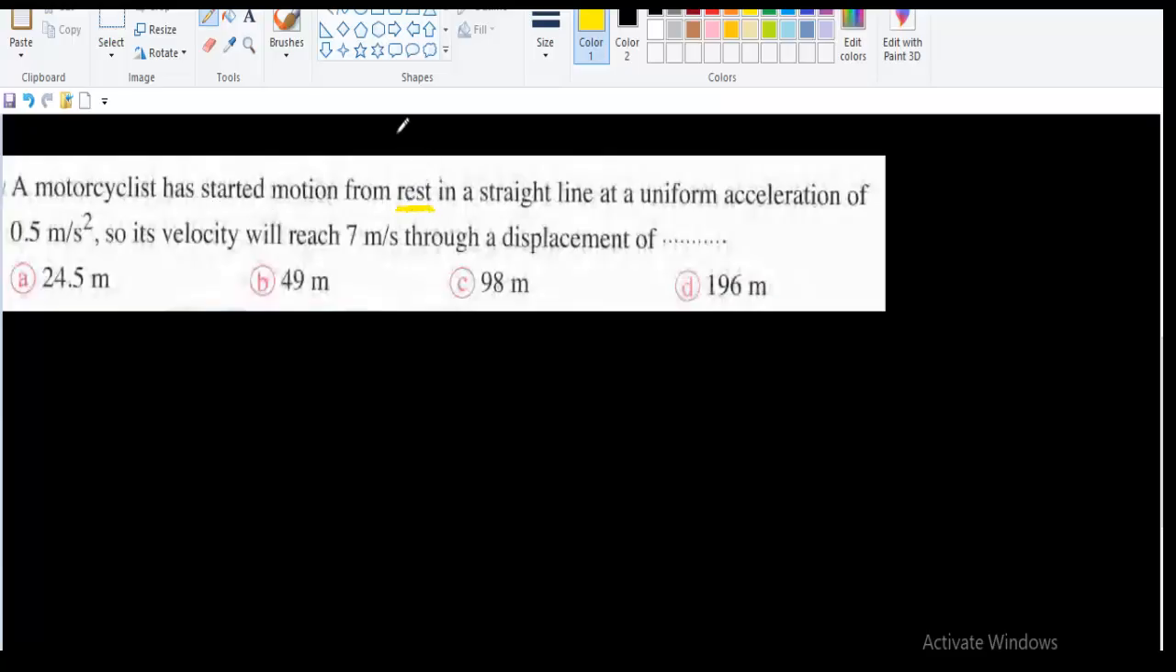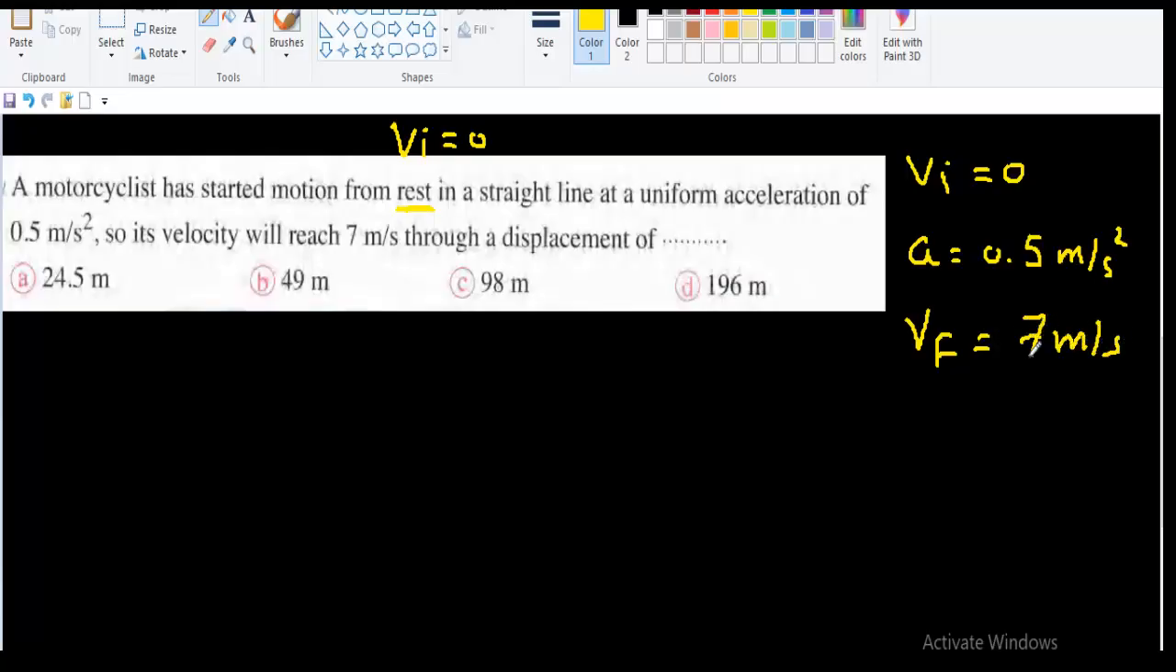A motorcyclist has started motion from rest. When a body starts motion from rest, the initial velocity is 0. So the initial velocity here is 0. In a straight line at a uniform acceleration of 0.5 meter per second squared, its velocity will reach 7 meters per second. This is the final or second velocity. You have to determine the displacement.